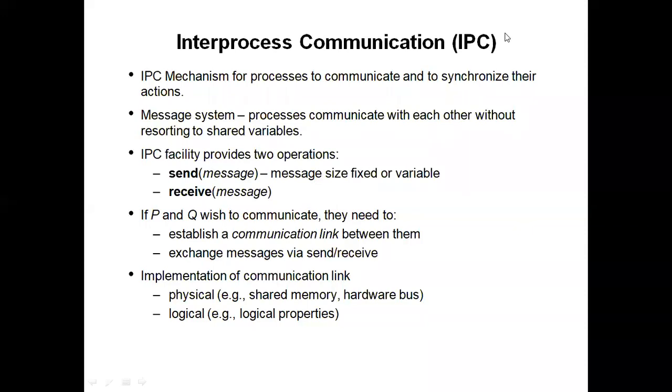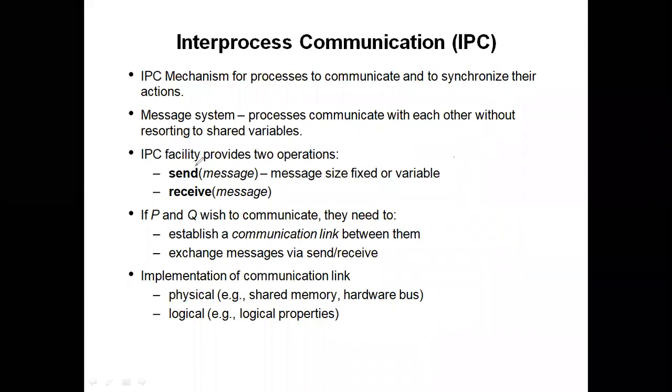So whenever two processes P1 and P2 are communicating with each other, if P1 wants to send a message, it will call this send operation and it will pass the message to be communicated to the other process. A process wanting to receive a message will call this receive operation, and therefore these two operations help a lot in inter-process communication.